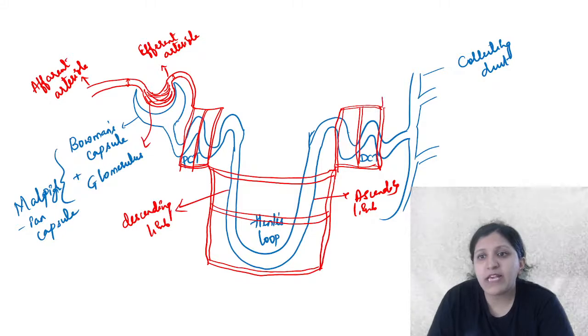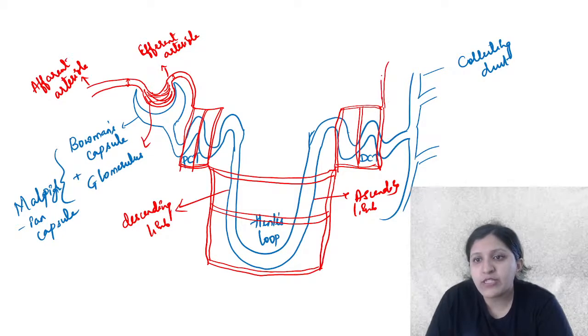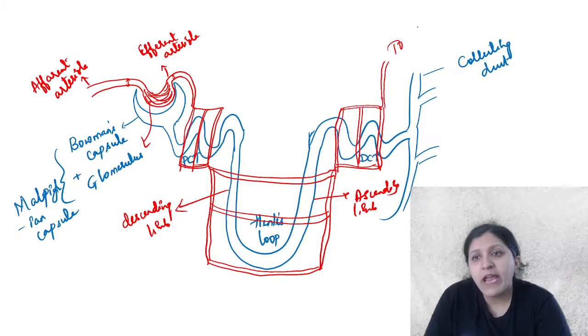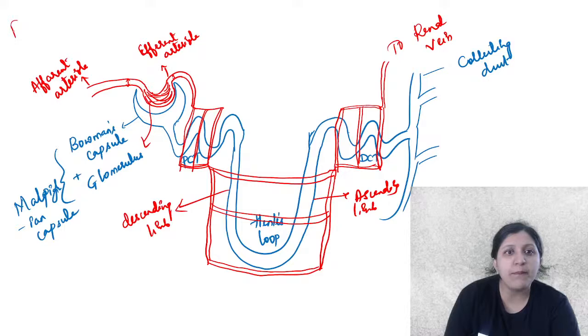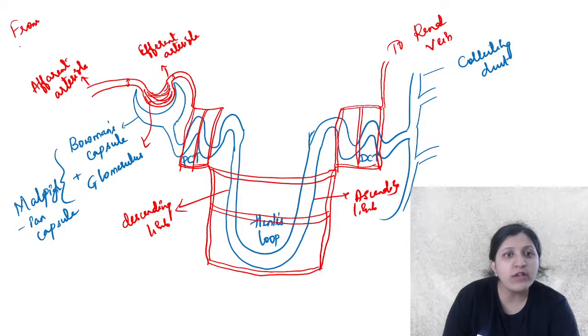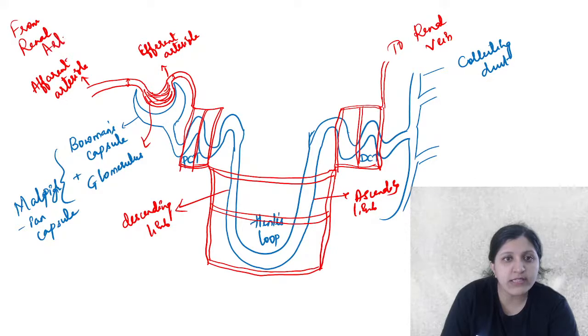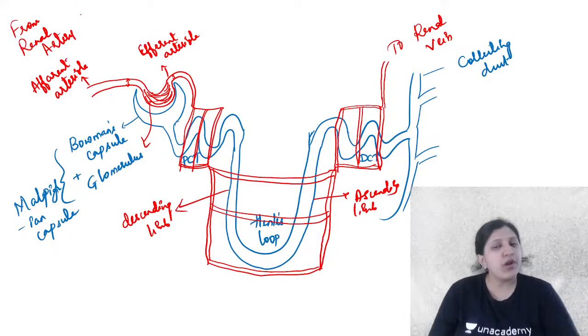Then these are all joining, and where will this be joining? It will be joining the renal vein. So here it was coming from where? It was coming from the renal artery. Is this clear now? So this is the structure we have.